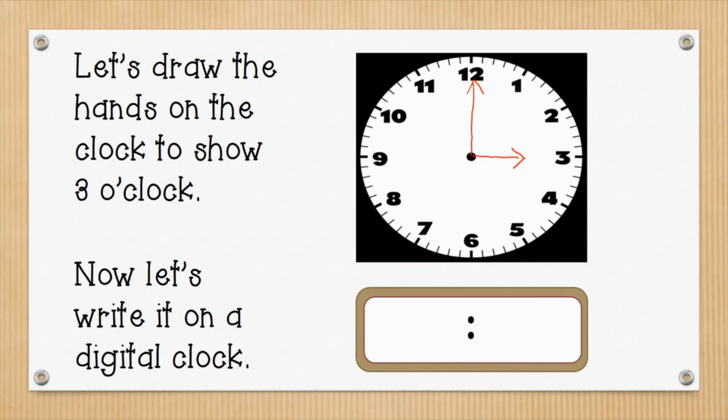Now let's write 3 o'clock on a digital clock. Where will I put my 3? That's right. The 3 goes to the left because it's showing my hours. My minutes are 0, so I'm going to put my minutes to the right.